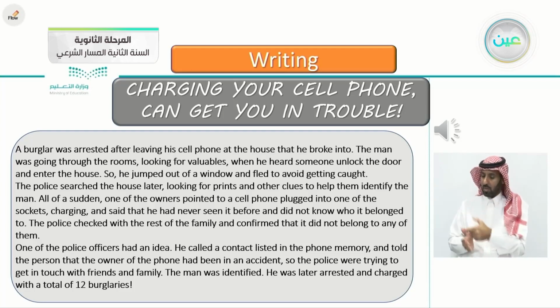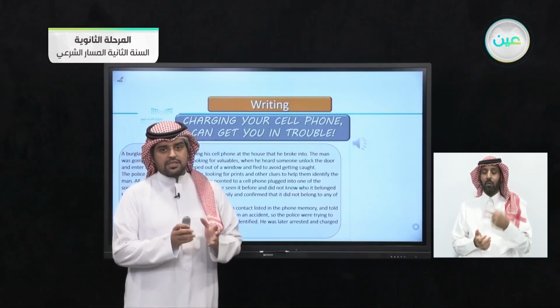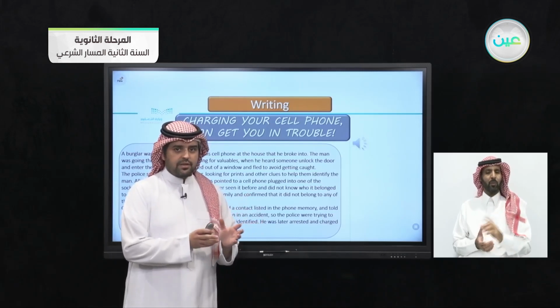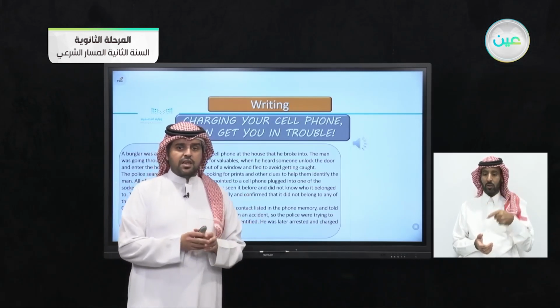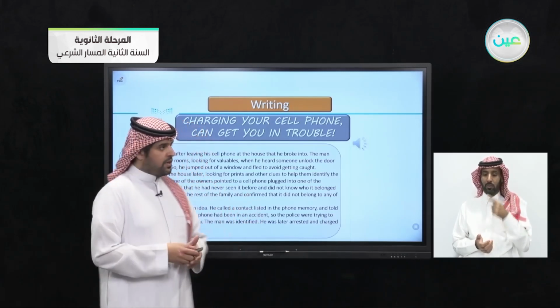He called a contact listed in the phone memory, and told the person that the owner of the phone had been in an accident, so the police were trying to get in touch with friends and family. The man was identified. He was later arrested and charged with a total of 12 burglaries. So this is not his first one.